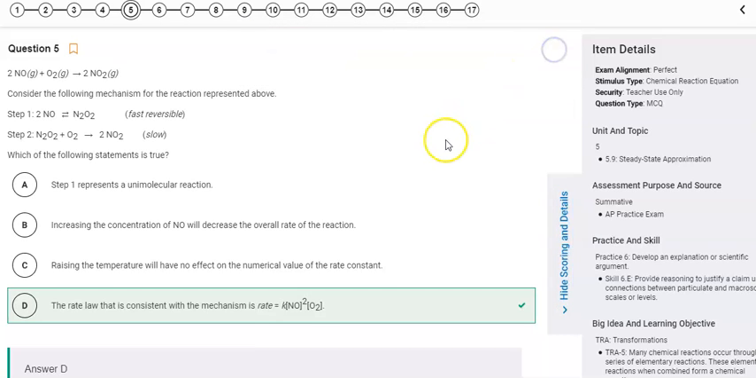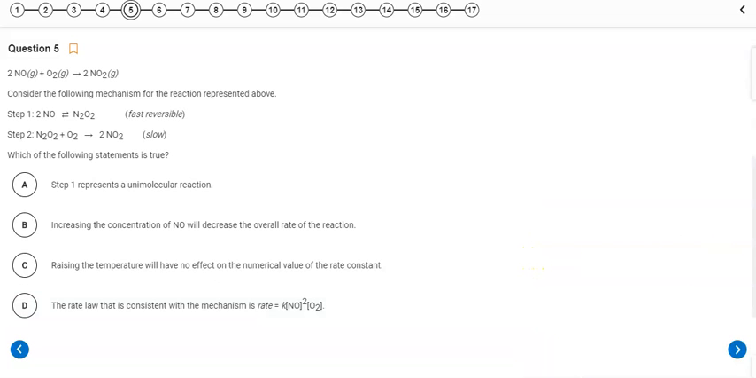Honestly, I can't tell you why A is not correct. The reaction is made up of just one molecule. But step one is, but I don't know, that's not the right answer. Okay, next.